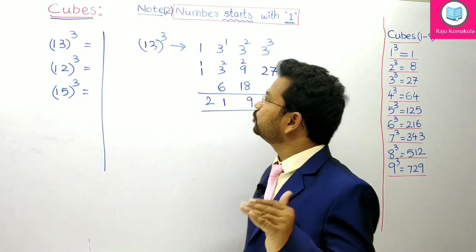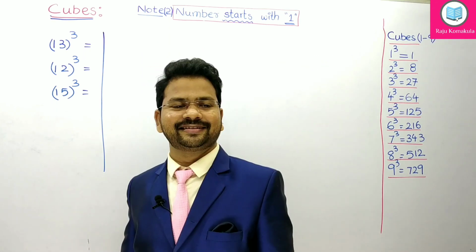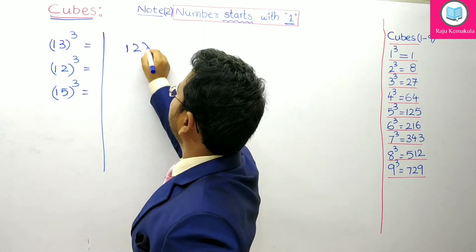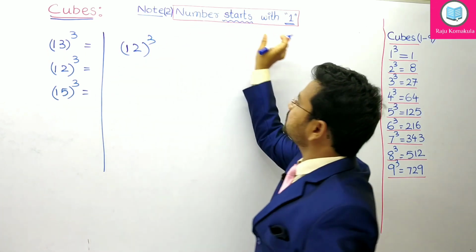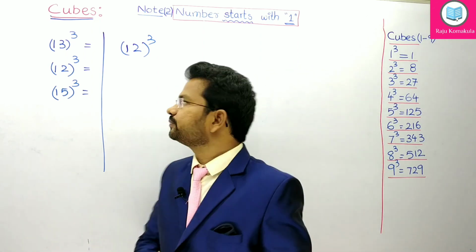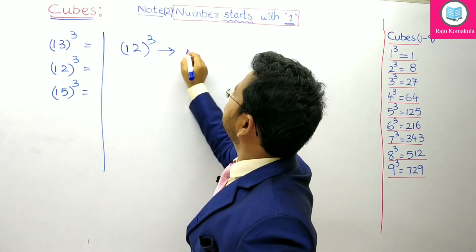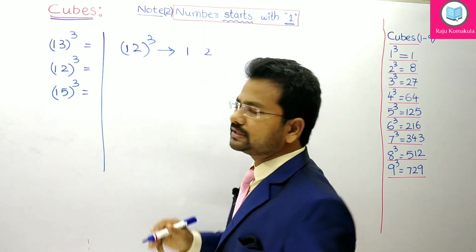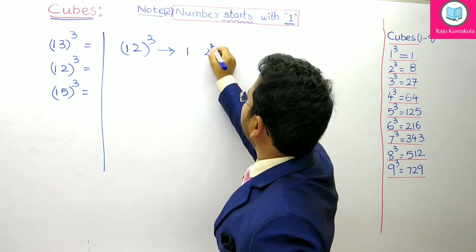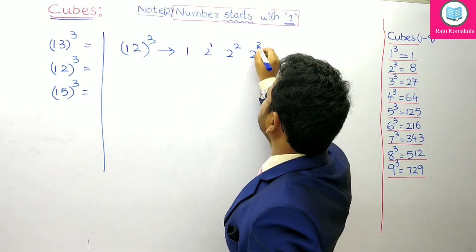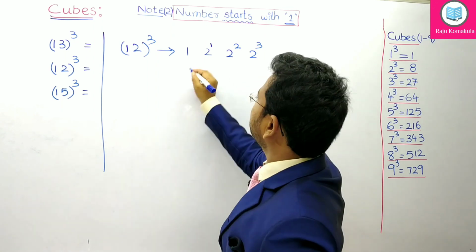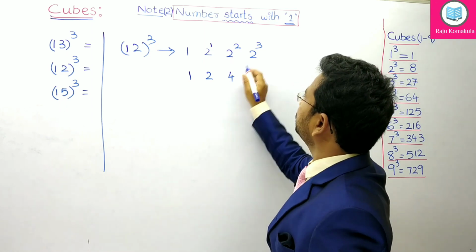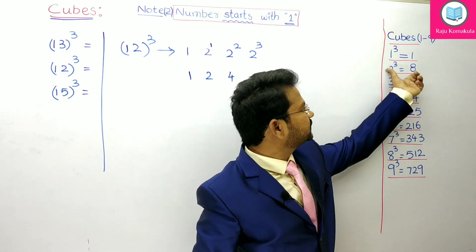2197. This is the cube of 13. Now the cube of 12. The number starts with 1. Whenever you get that cube, just write the first digit as it is, and for the second digit, increase the power: 2 power 1, 2 power 2, 2 power 3. This is the way. Now write 1, 2 power 1 that is 2, 2 power 2 that is 4, and 2 power 3 that is 8.